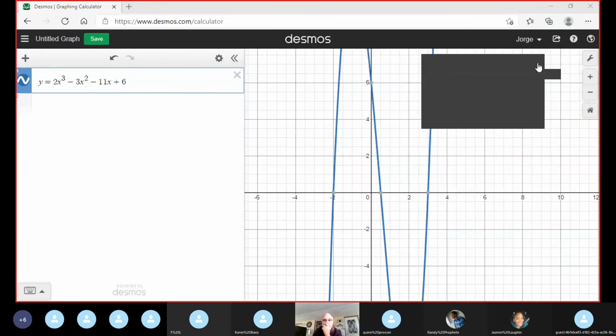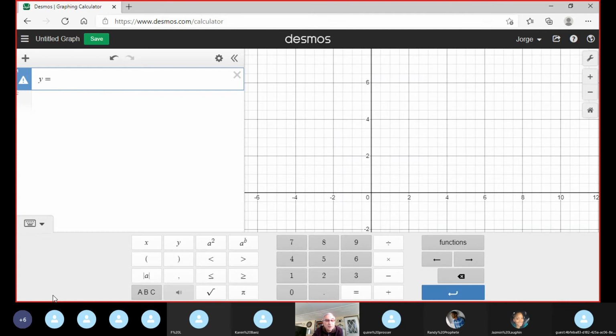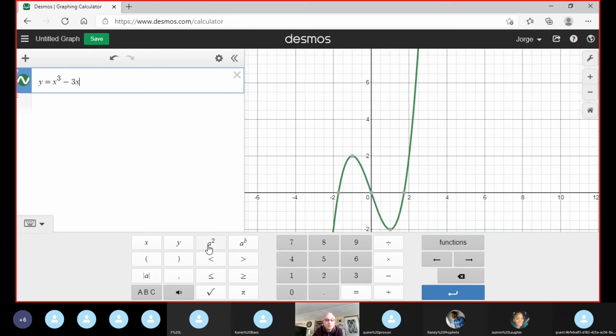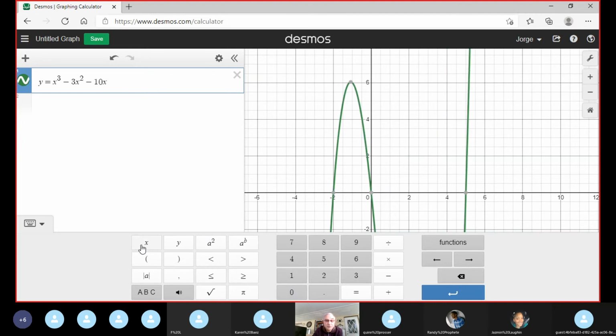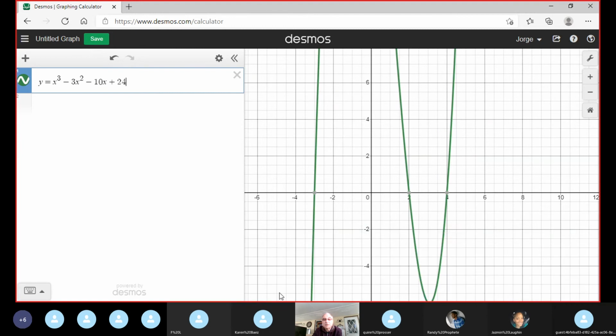Okay, Desmos now. Okay, I put my polynomial. My polynomial is y equals f of x. You can write either way. x to the cube power. The keyboard of the Desmos is fantastic for me. Power 3. Minus 3x squared. Minus 10x. Plus 24. Boom. I get the answer.